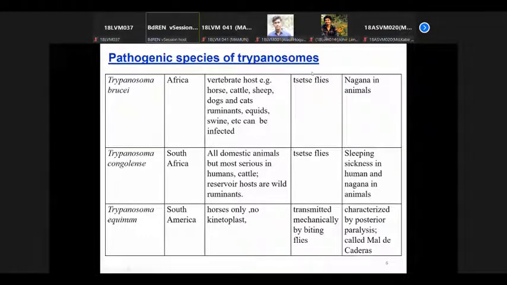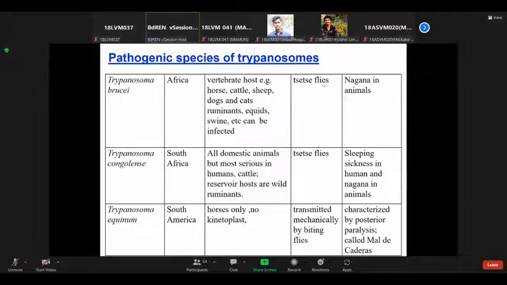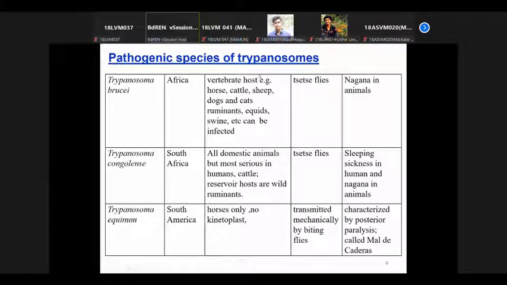Trypanosoma brucei causes Nagana in animals, transmitted by the tsetse fly found in Africa. If you can remember this way, it will be much easier. So the next one, Trypanosoma congolense, South Africa. So all domestic animals, but most serious in humans.